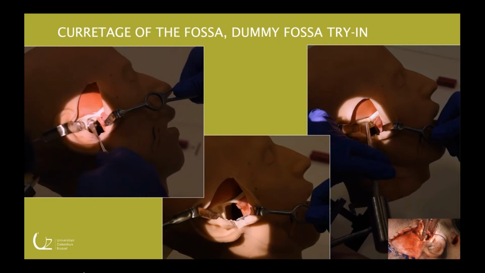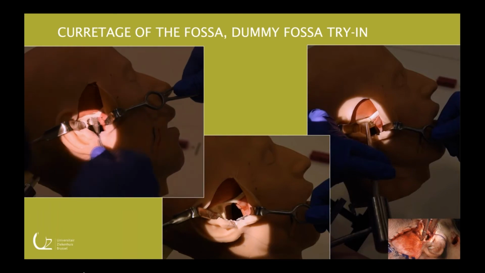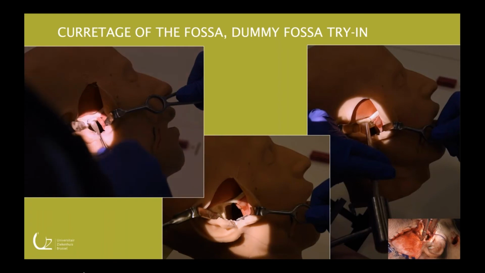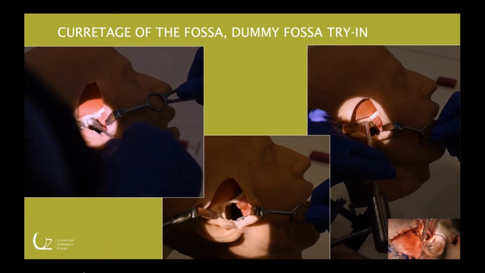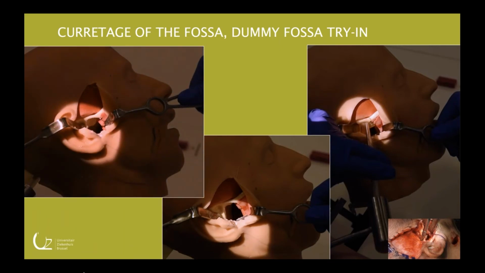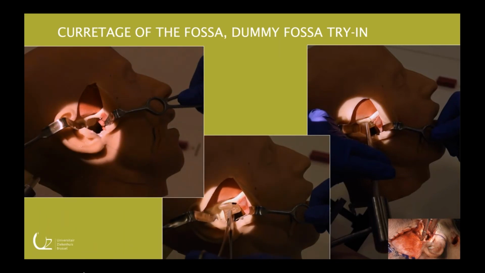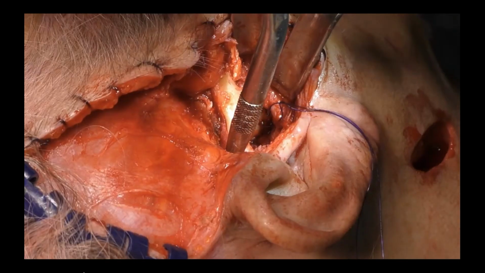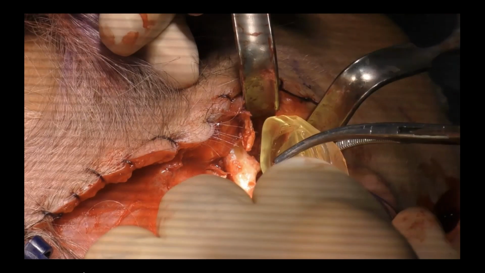Remember, this is end-stage disease, a lot of inflammation, maybe a couple of tissue-sparing surgeries before, a lot of scar tissue to be removed. You have to remove all of these soft tissues before you can try the dummy fossa. I found it useful to mallet the dummy fossa down into position. It clears any intervening soft tissue in a blunt fashion.